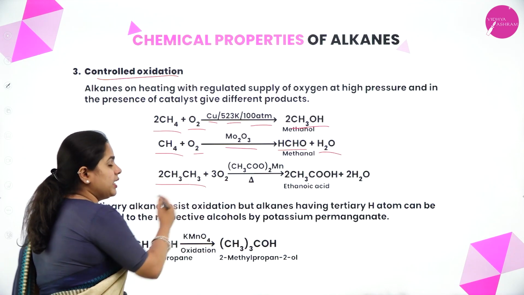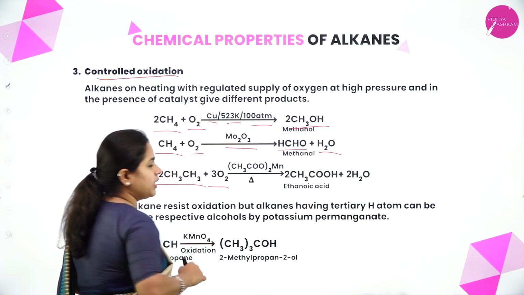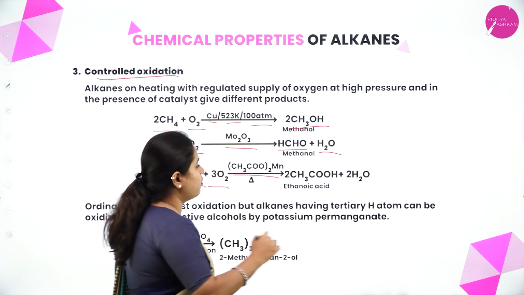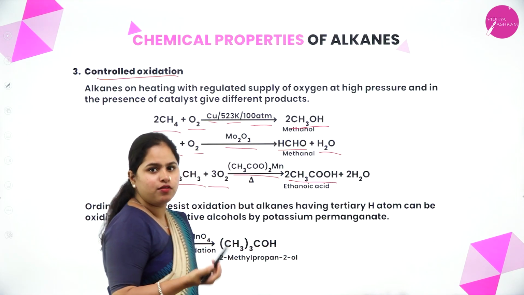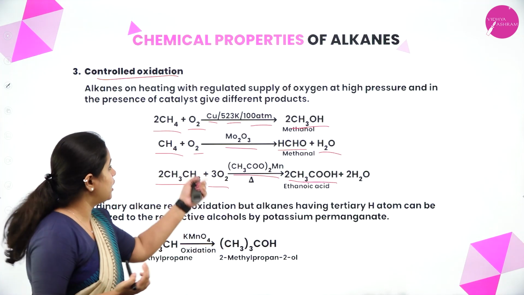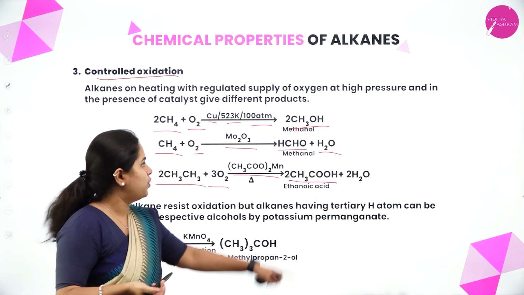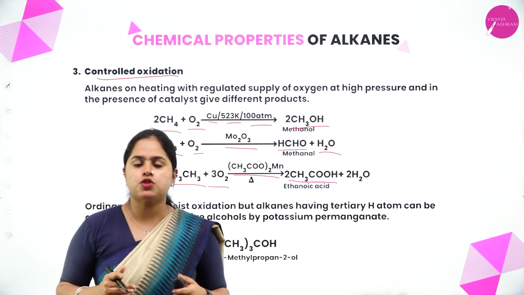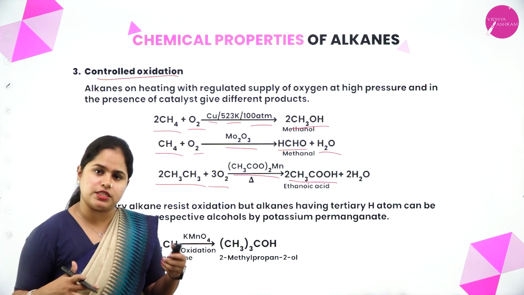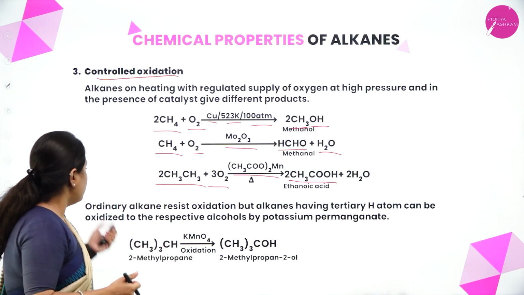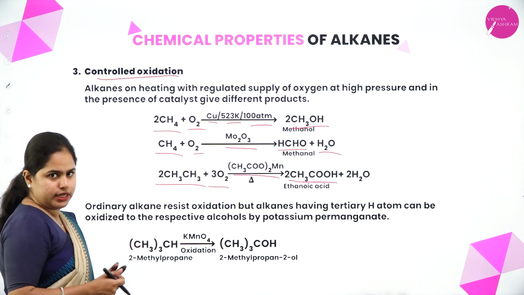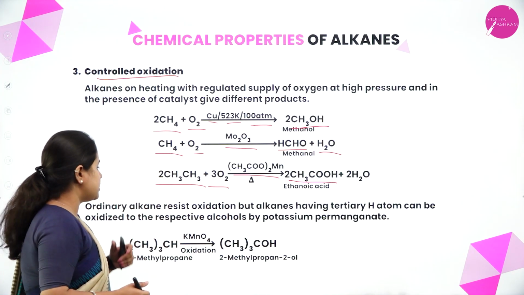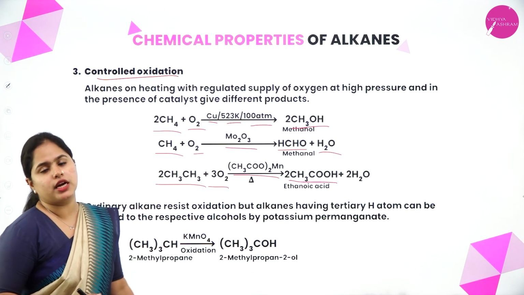Now the next one: ethane undergoes oxidation in the presence of manganese acetate. What happens? You will get ethanoic acid and water. So in three cases, three different catalysts were used, and you got alcohol, aldehyde and carboxylic acid. This is what happens when alkanes undergo oxidation in the presence of different catalysts. Now, ordinary alkanes resist oxidation, but alkanes having a tertiary hydrogen atom can be oxidized to the respective alcohols by potassium permanganate.